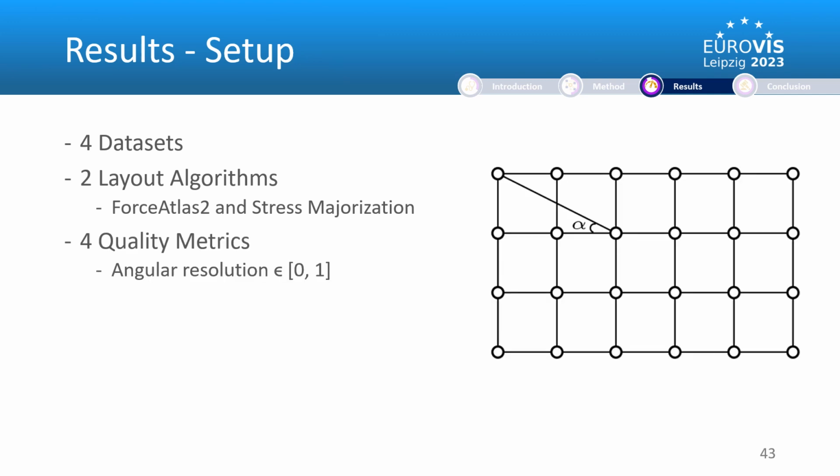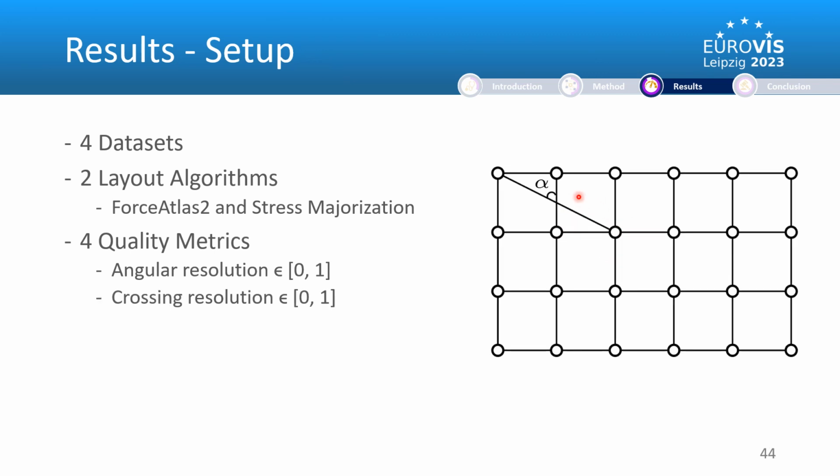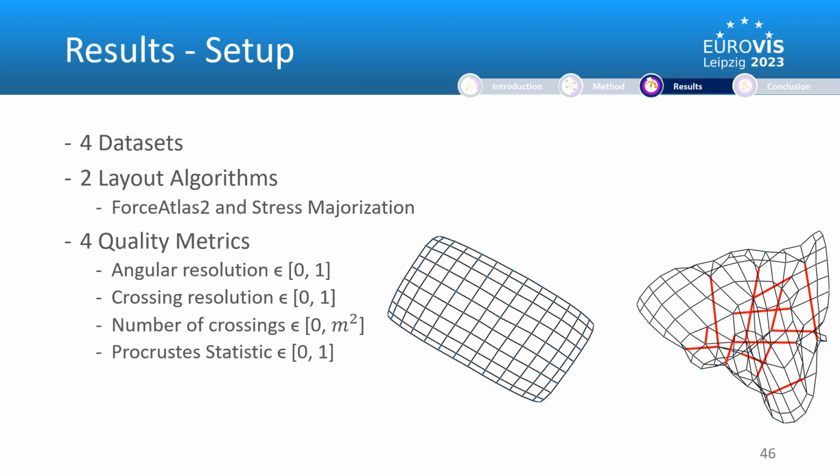Additionally, we also compute 4 quality metrics for each layout. Firstly, the angular resolution, which is simply the smallest possible angle between any 2 adjacent edges. The crossing resolution, which again is the smallest possible angle, but now between any 2 crossing edges. The number of edge crossings, which speaks for itself. And lastly, the procrustes statistic, which measures how similar 2 drawings are, taking the rotation, the translation, and scaling into account. It's a measure for similarity.